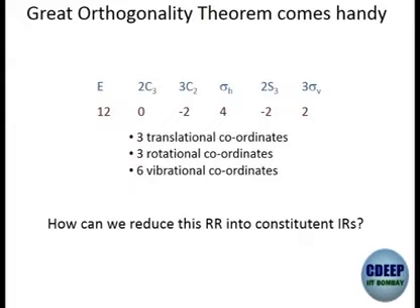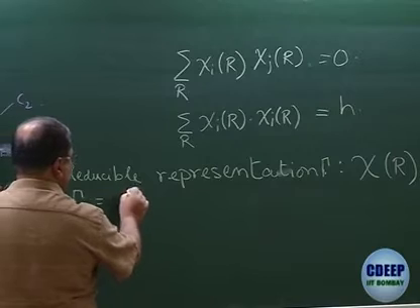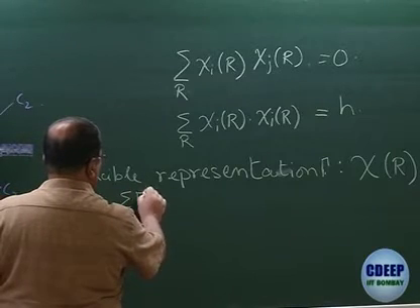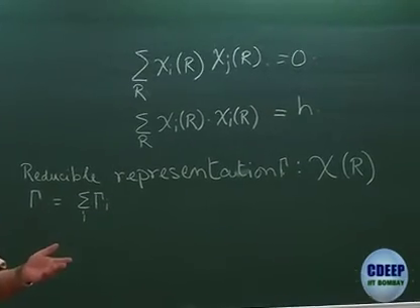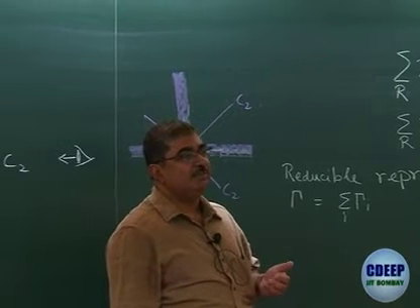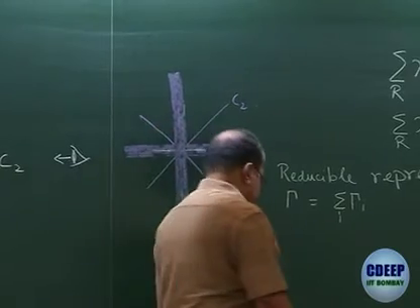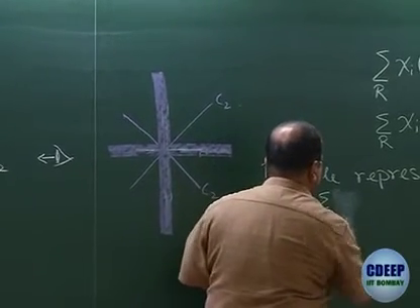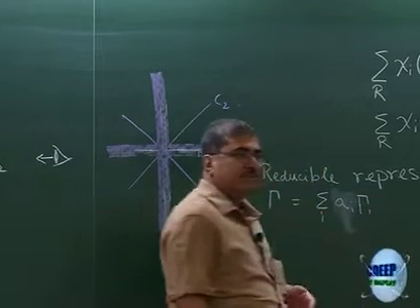Okay, if it is a reducible representation, let me give that a name. For reducible representation gamma, this is what it is. If it is a reducible representation, I should be able to write gamma as a sum over i of gamma i, where gamma i's are the irreducible representations. Gamma i is the ith irreducible representation. i is a general identifier. I'll write it like this: a_i gamma i. There has to be a coefficient also.